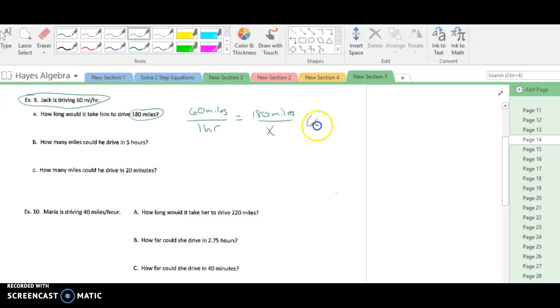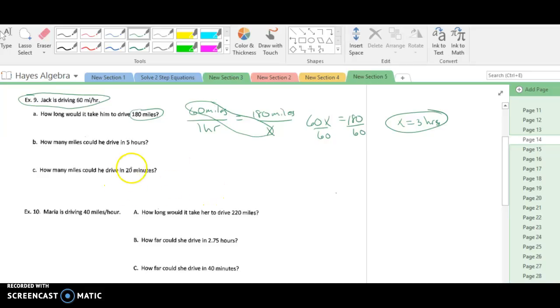So if I cross multiply and solve, I get 6x, right? When I multiply this way, equals 180. Now I can divide by 60, and I get x is equal to 3 hours, right? So it would take me 3 hours to drive 180 miles.